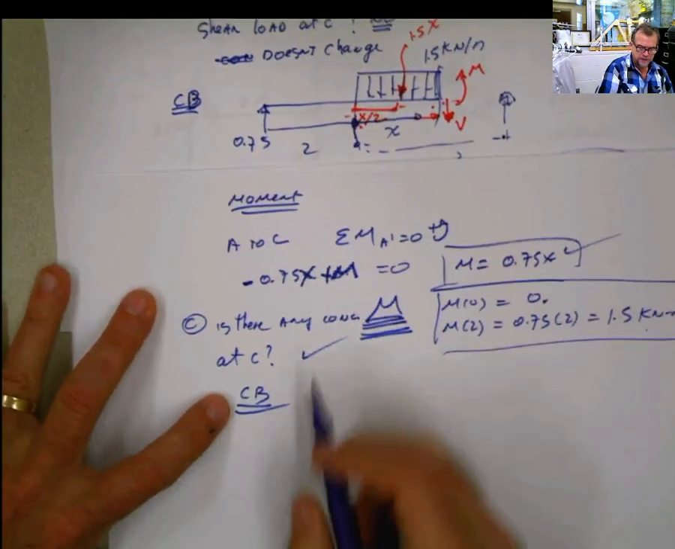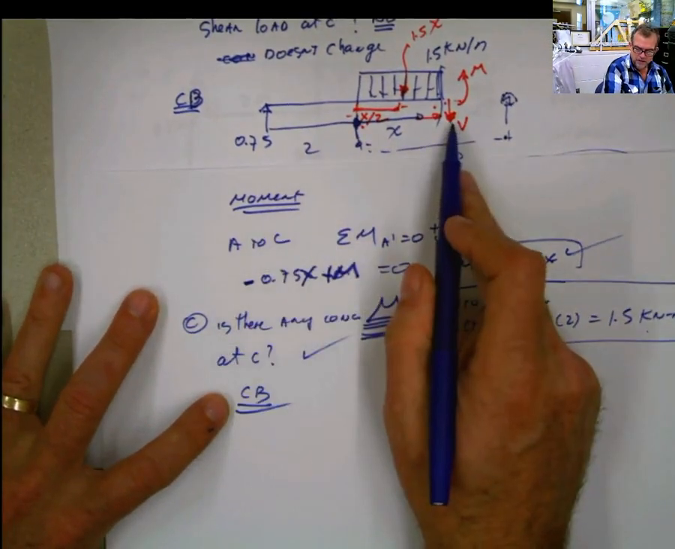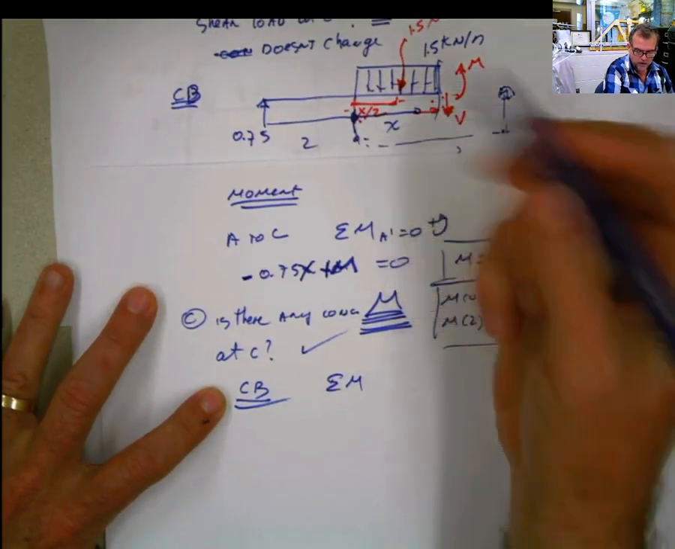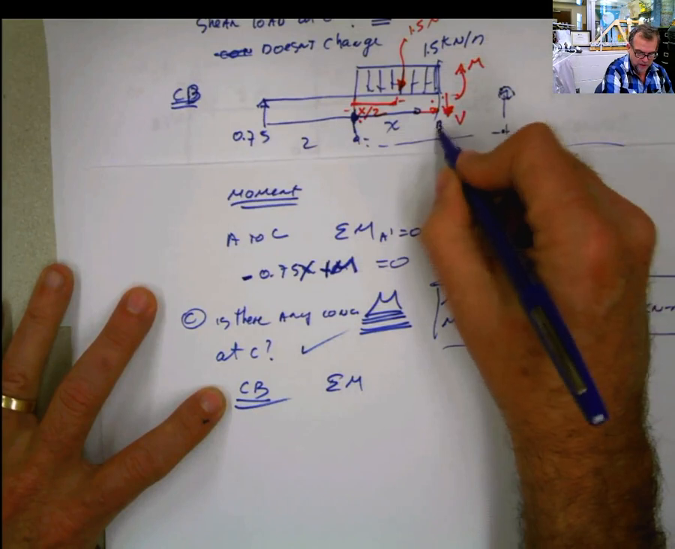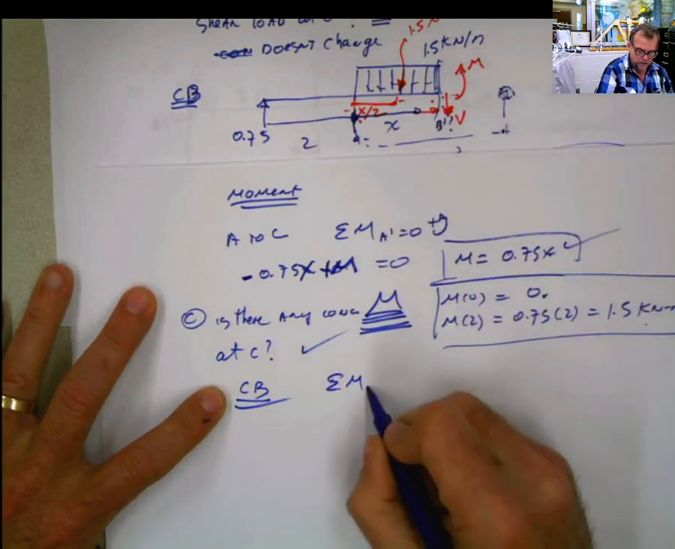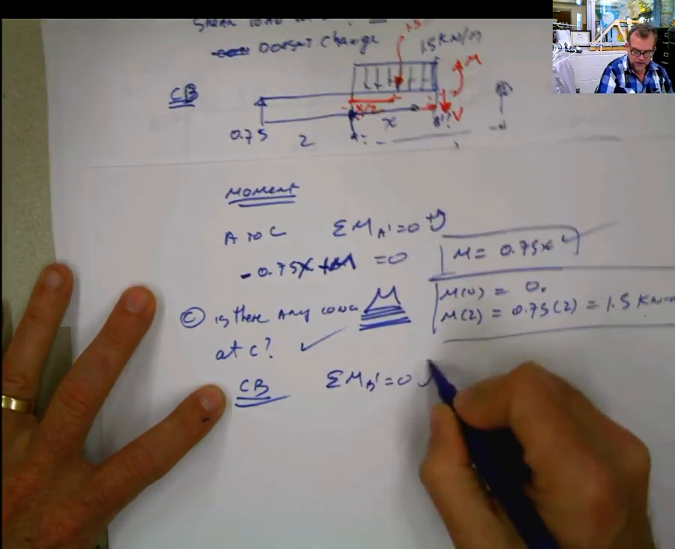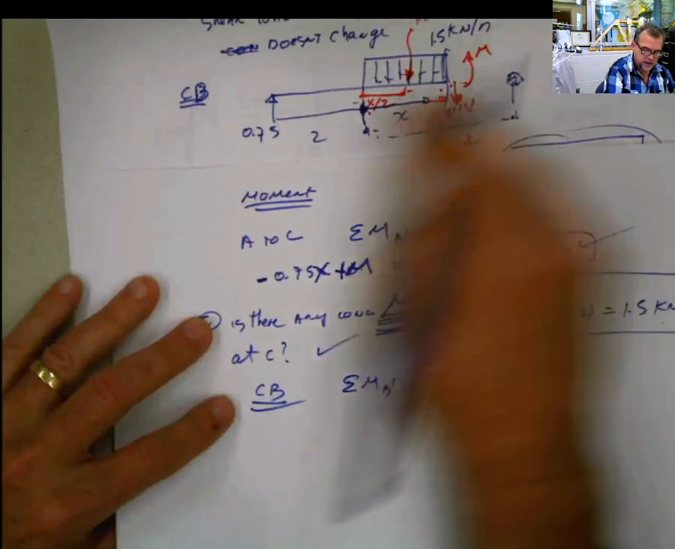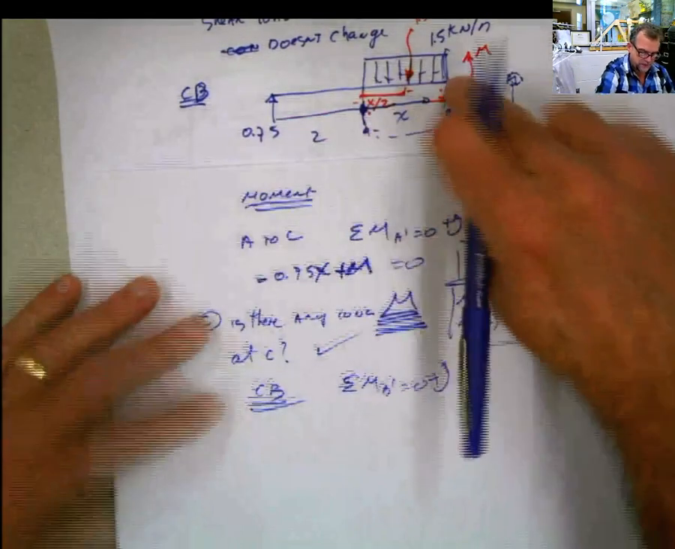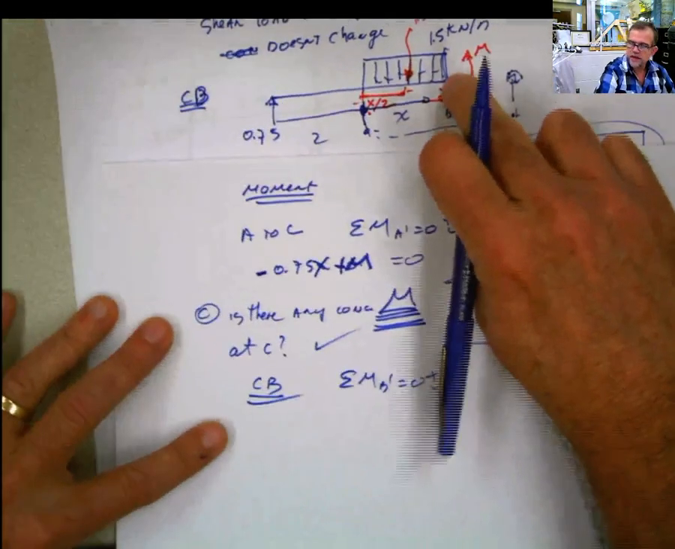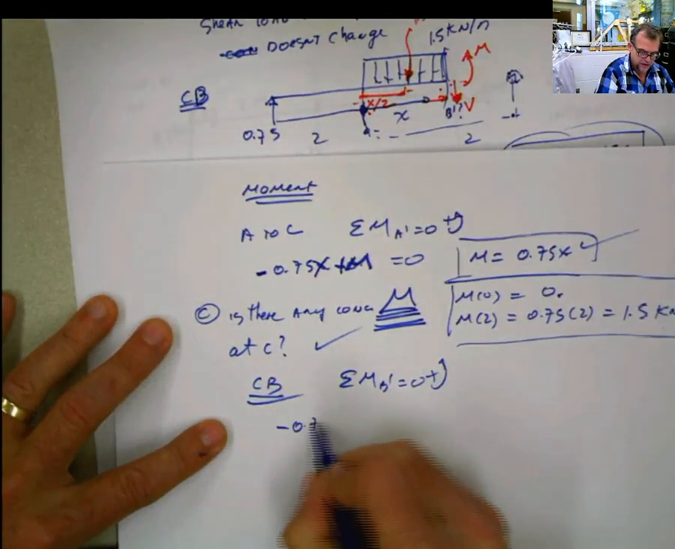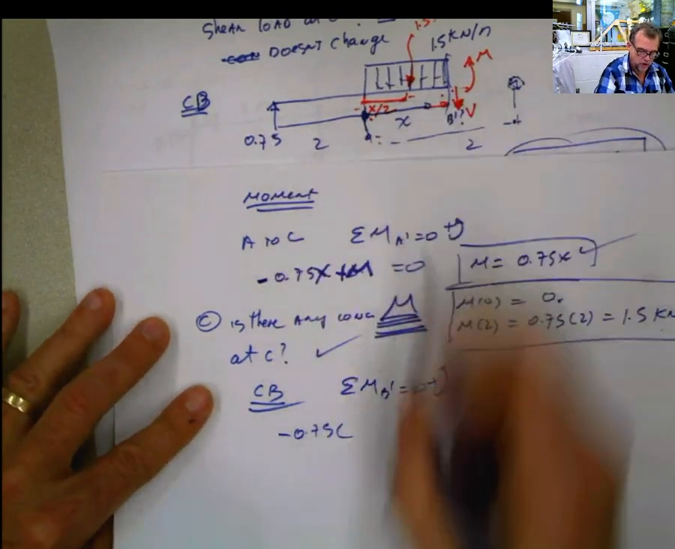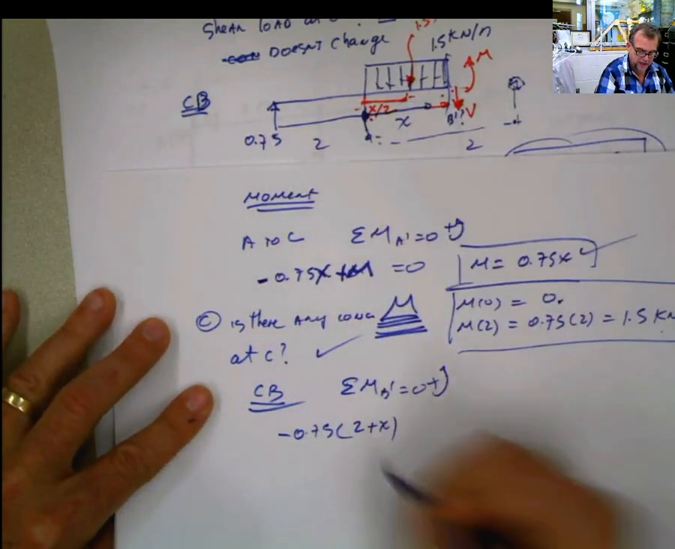Okay, CB. If I go here, I'm going to do the same thing. I'm going to do summation of moments, and I'm going to do that at this point, which I'm going to call B prime, and that has to be 0. This is correct. So if I do summation of moments here, I start with this one. This is negative rotation, negative 0.75 multiplied by the distance. What is the distance from here to here? 2 plus x, 2 plus x.